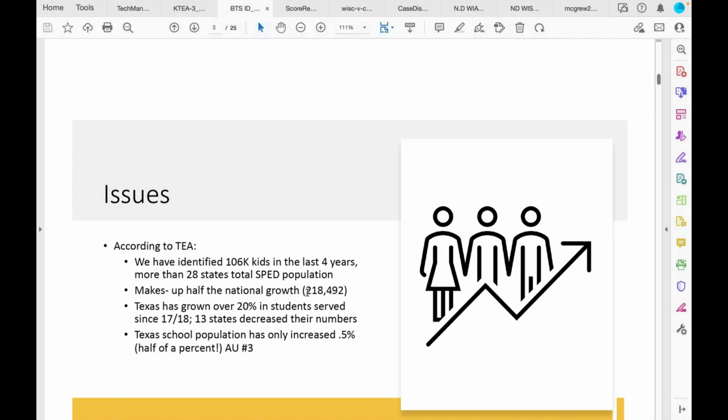Now, this statistic is not written down on the slide, but I want to share with you a startling number. Texas population for school kids has only grown 0.5% in the last 5 years. 0.5%, but our SPED population has grown 20%, and really our population should grow at the same rate of our population growth. So this 20% number is astronomical. I did write that down, 0.5%. Autism now is number 3 on the top 5 disability list.